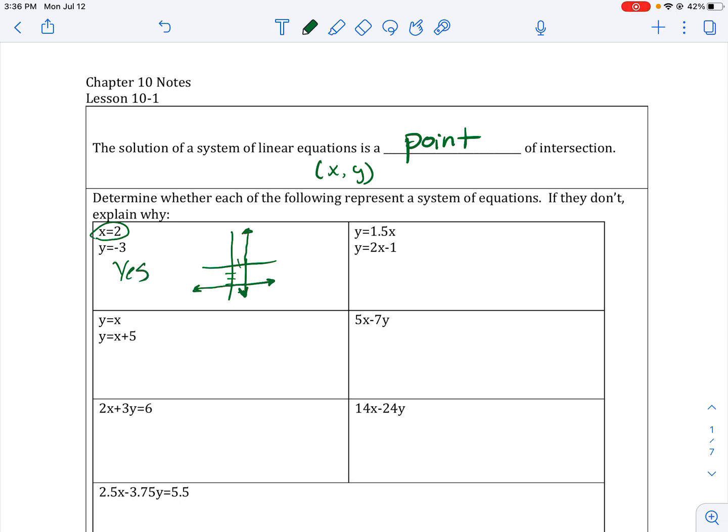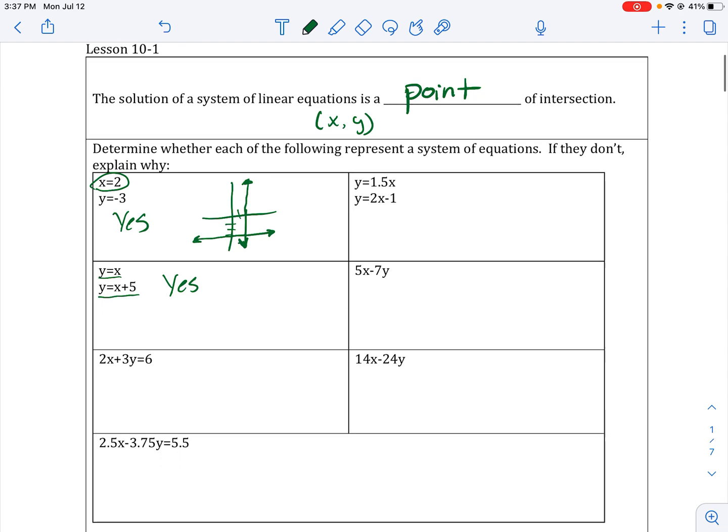So, let's look at the box below. Is y equals x and y equals x plus 5 a system of linear equations? Well, I have two equations because I have equal signs in both, and I have the same two variables. I've got an x and a y variable. There are no exponents, which means we only have the exponent of 1. Both of these I can graph. Both of these are linear. So yes, this is a system of linear equations because both are linear.